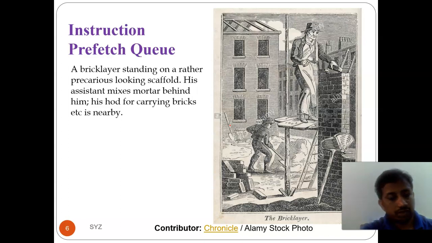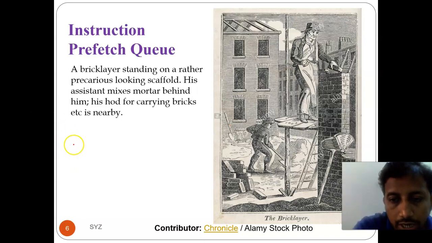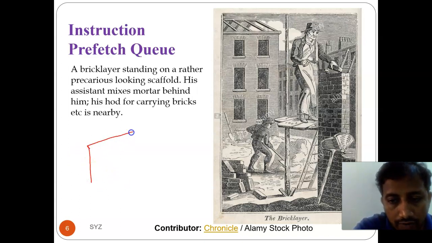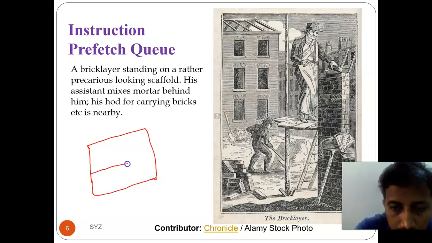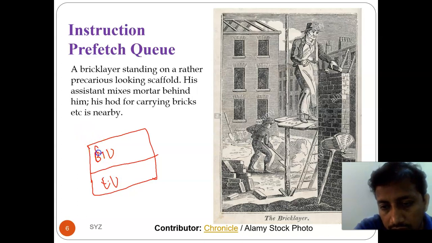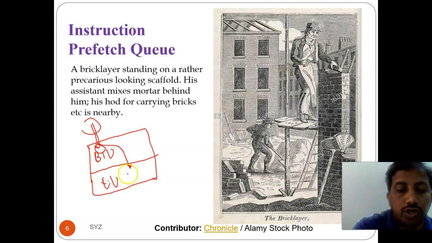Before I start with the instruction prefetch queue, let me explain how the data moves into the 8086 microprocessor. The 8086 microprocessor has two functional units, the bus interface unit and the execution unit. The bus interface unit calculates the physical address, goes to the memory and takes the data. Now this data has to be forwarded to the execution unit, which has an ALU. The ALU processes the data.